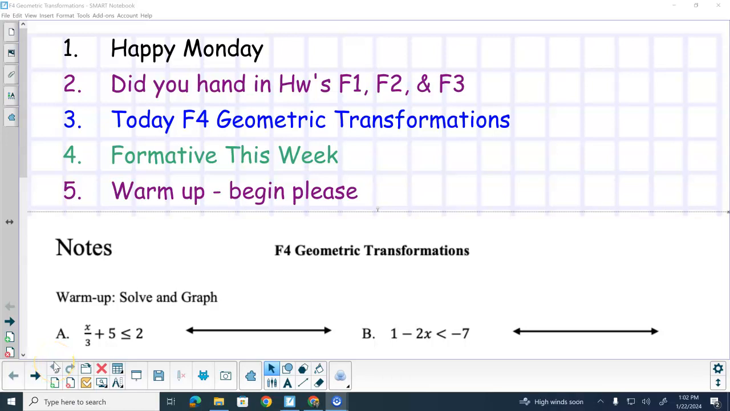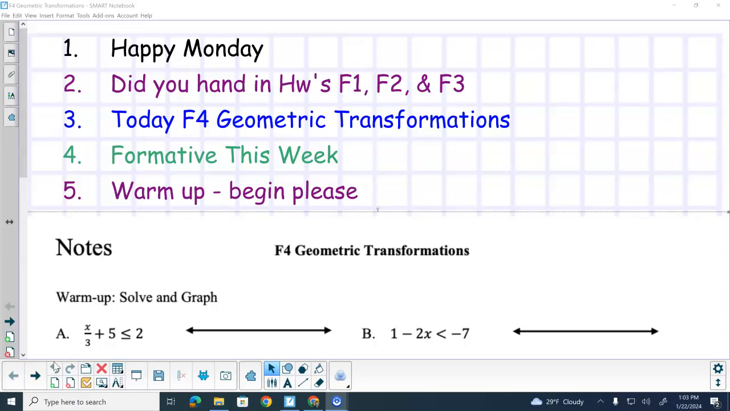All right, so this week in pre-algebra, today we're going to do geometric transformations. Tomorrow we're going to do algebraic transformations. Then on Wednesday we're going to take a formative. So we're going to have some whiteboard practice, and then a formative on Wednesday. Thursday and Friday we're going to do some point testing of where different points lie and all that fun stuff. So all is well with the world.